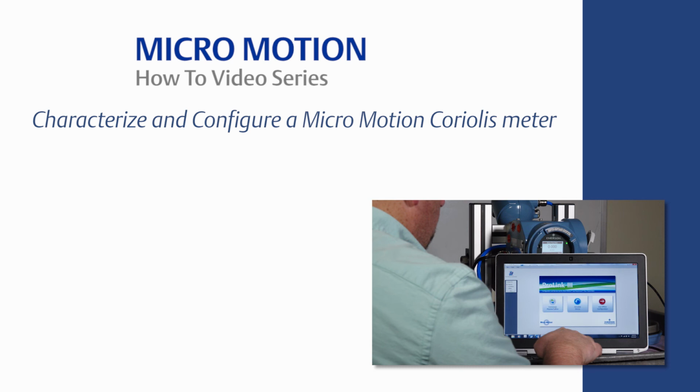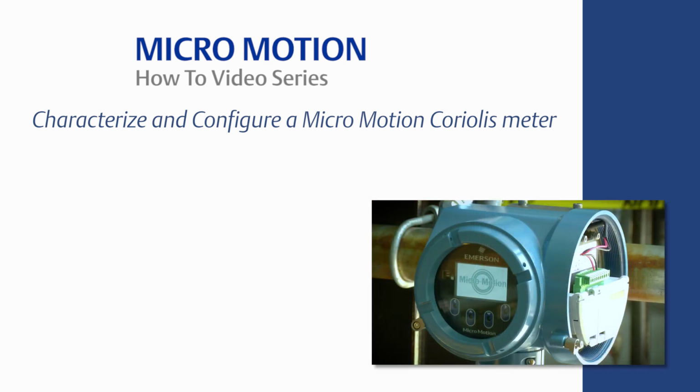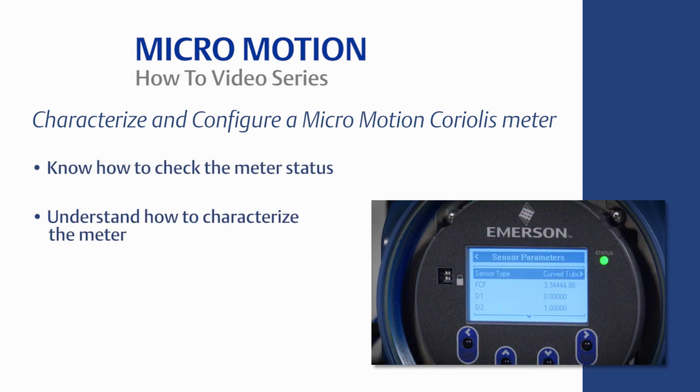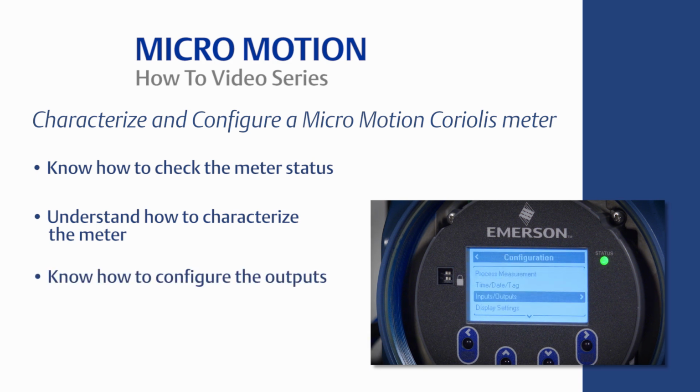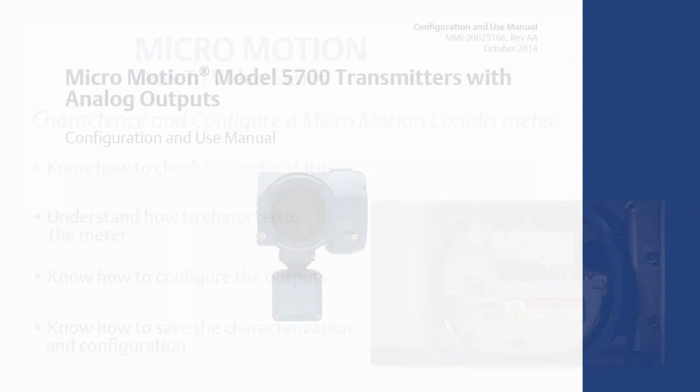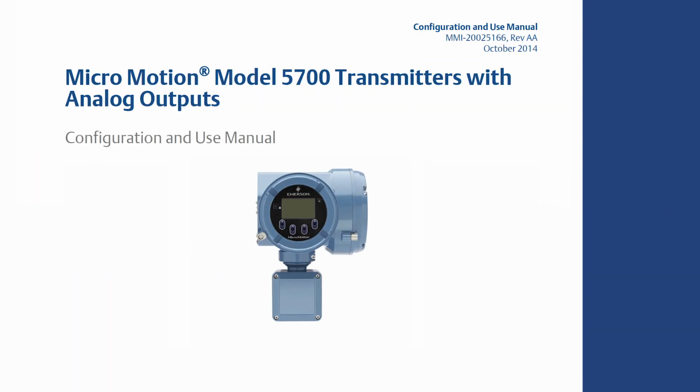In summary, when using the Model 5700 transmitter display, you should now know the following. Know how to check the meter status. Understand how to characterize the meter. Know how to configure the outputs. Know how to save the characterization and configuration. For the complete set of configuration instructions, please refer to the Micro Motion Transmitter Configuration and Use Manual, which can be found on www.emerson.com.